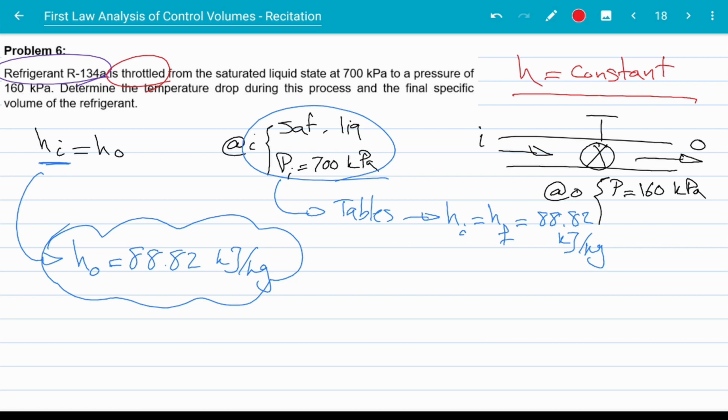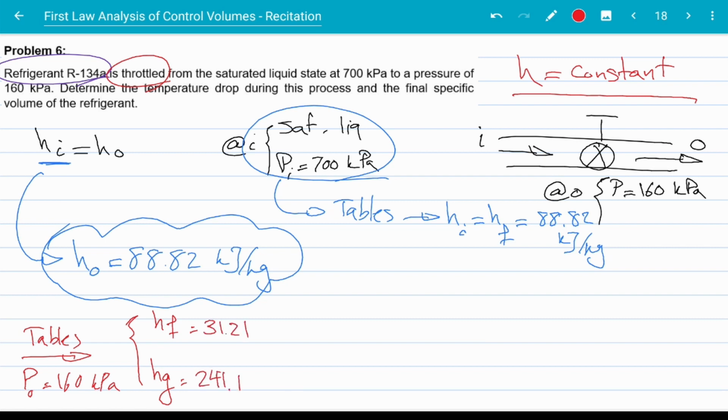This time, I'm going to check the tables for the pressure of 160 kilopascals. So let's go to the tables for the pressure of 160. I'm going to read both h_f and h_g at this pressure. So h_f is 31.21, while h_g is 241.11, both in kilojoules per kilogram. Now do a simple comparison and you will see that the enthalpy at the exit is larger than the h_f, but it's smaller than h_g. This means that we are dealing with a saturated mixture.